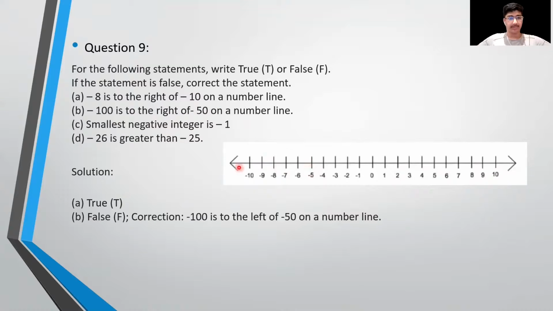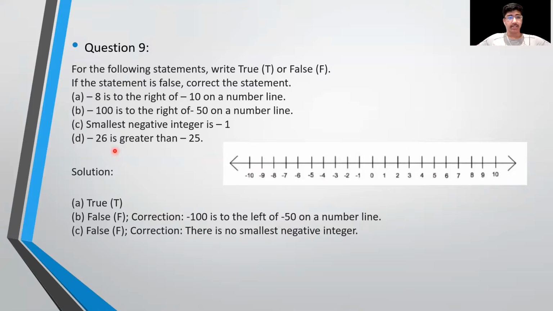All right. C, smallest negative integer is minus 1. This statement is going to be false, as negative 1 is the greatest negative integer, and since the number line continues to go on infinity to the left hand side, we cannot arrive at a certain number. So we can just say that there is no smallest negative integer, otherwise it will keep on going to infinity.